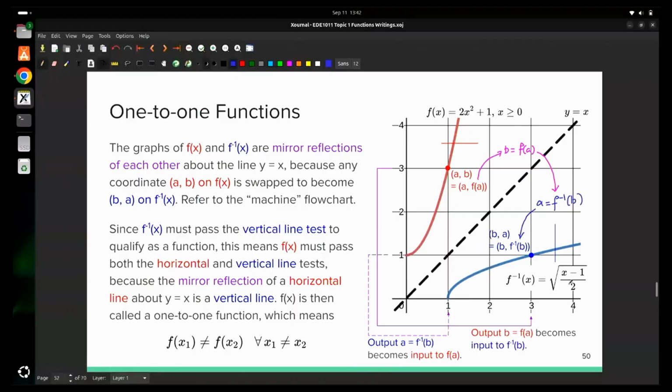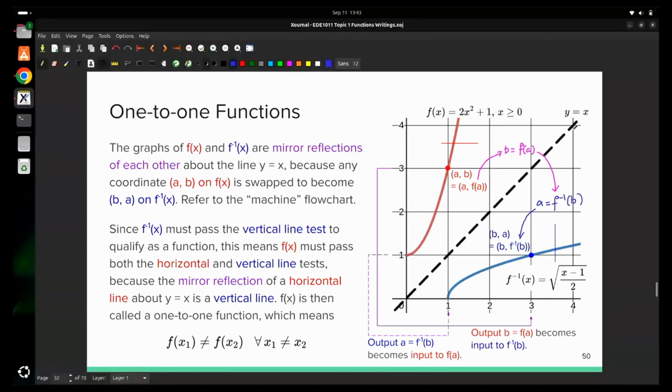This happens for each and every point along the curve. Therefore, there must be a mirror reflection, because (A, B) becomes (B, A). It's basically a reflection over the y equals x line. You can see an example here: (1, 3) now becomes (3, 1). You see? So for any function and its inverse, you will be able to observe this symmetry, a reflection over the y equals x line.